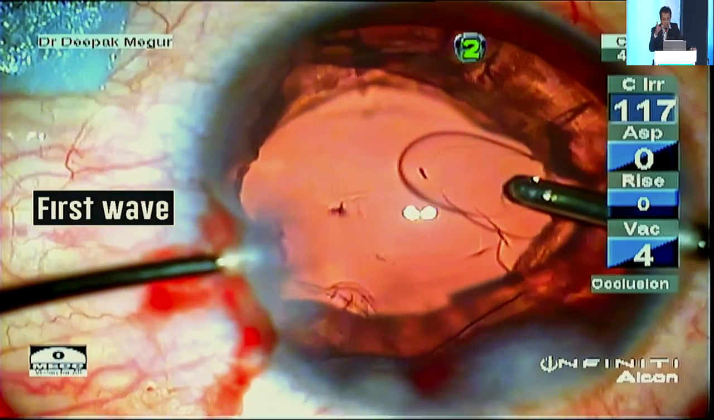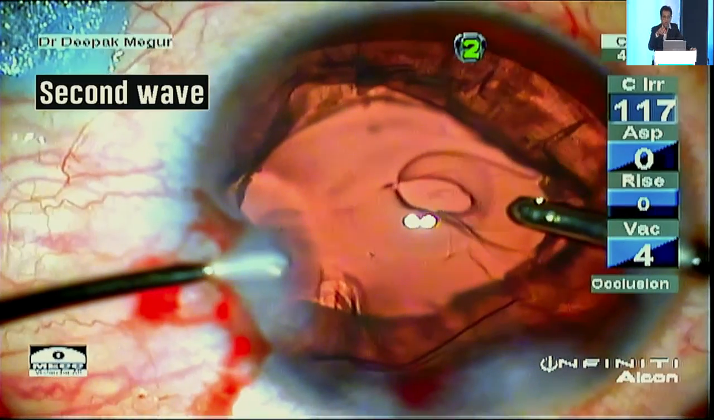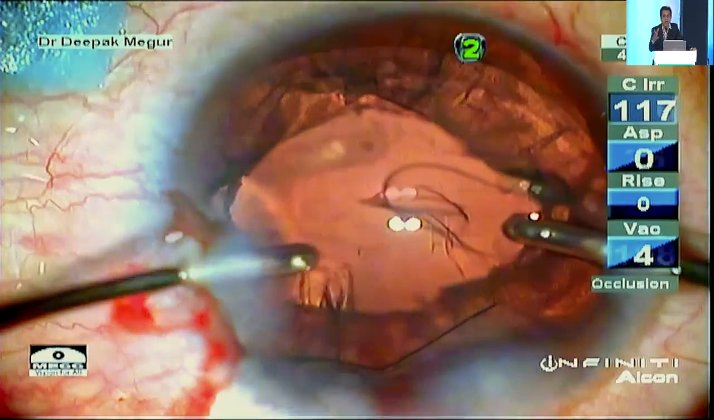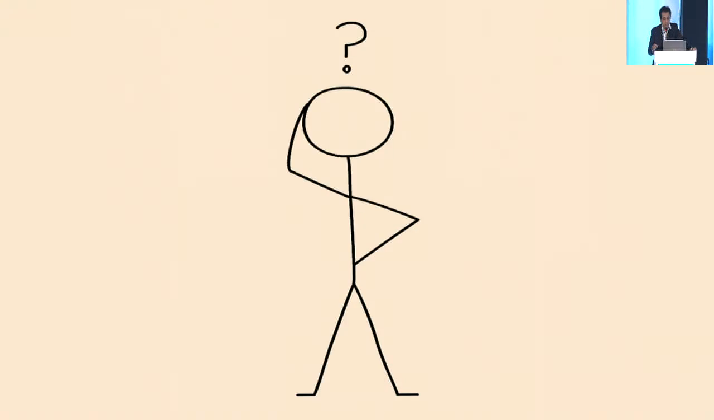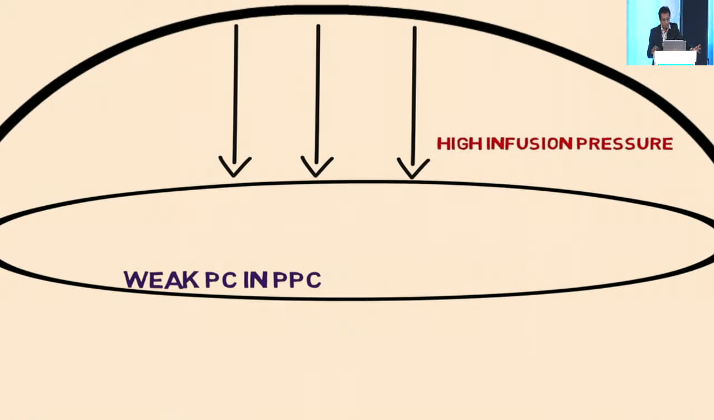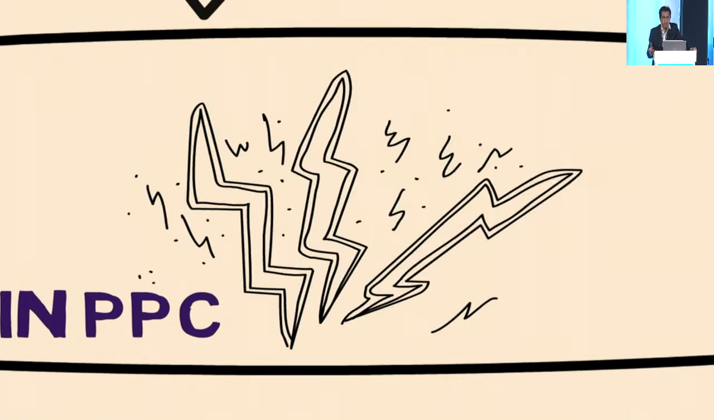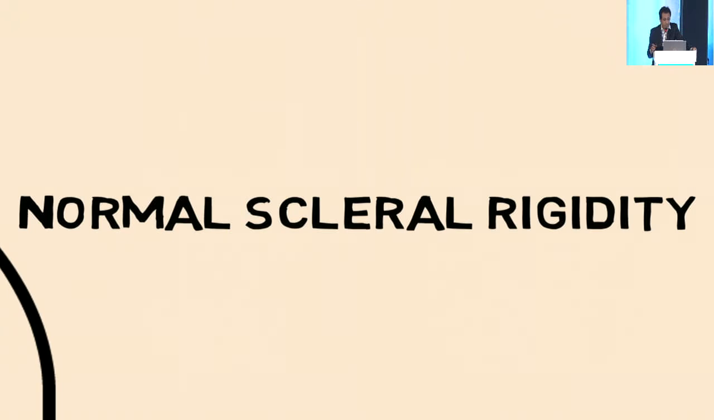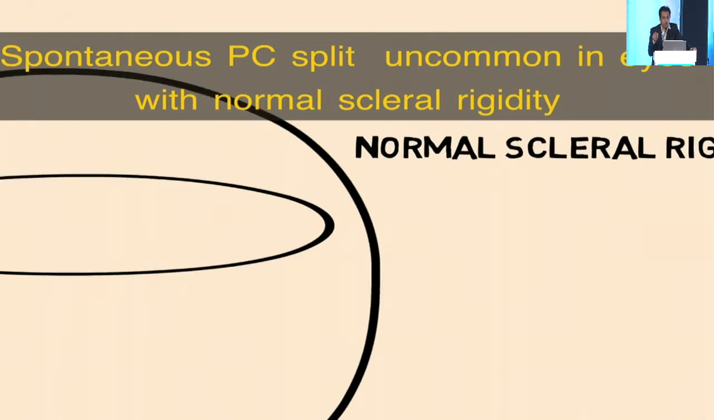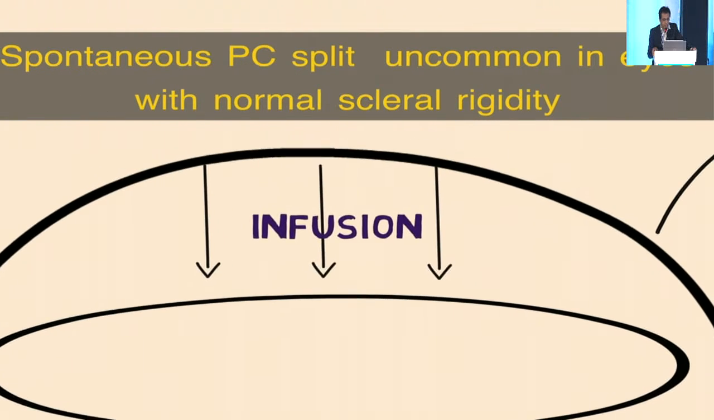In this small clip, you can see that the anterior hyaloid rupture and the posterior capsule are two independent entities. And these are weak eyes, weak in the sense that the scleral rigidity is very low. So why does this happen in these people? When we have high infusion pressure in people who have a weak PC, like in PPC, it ruptures. But you need to understand why it happens. It doesn't happen so often in people who have normal scleral rigidity.